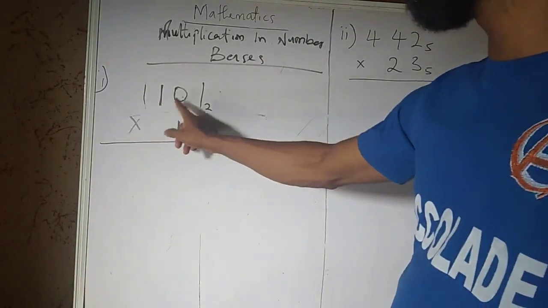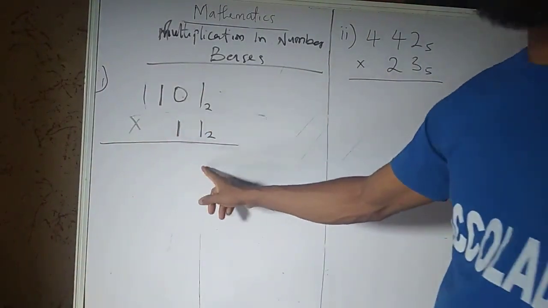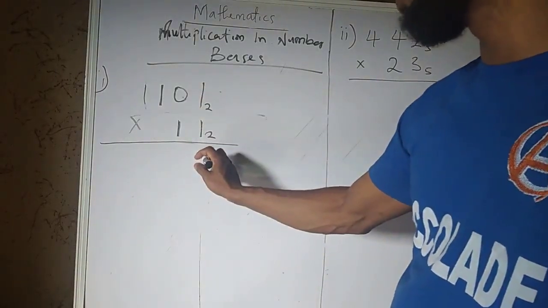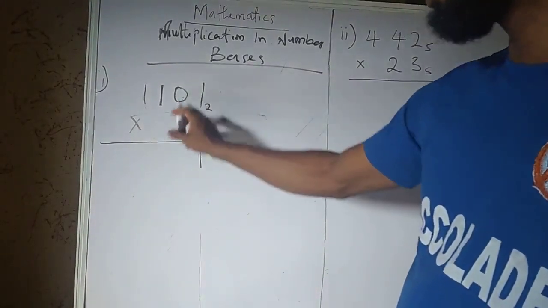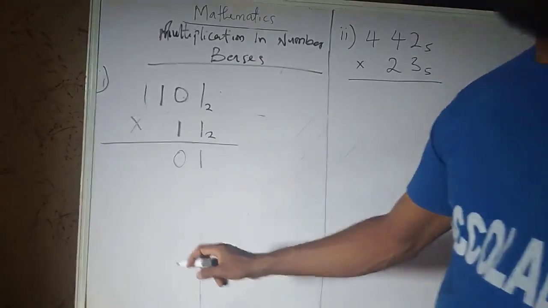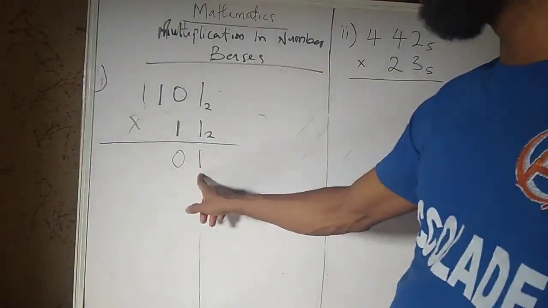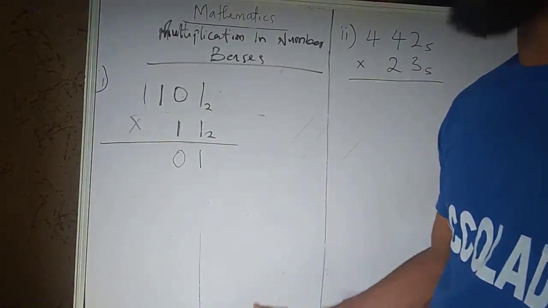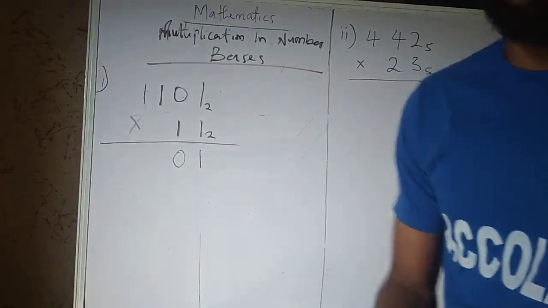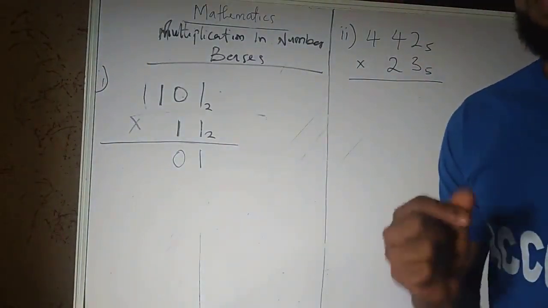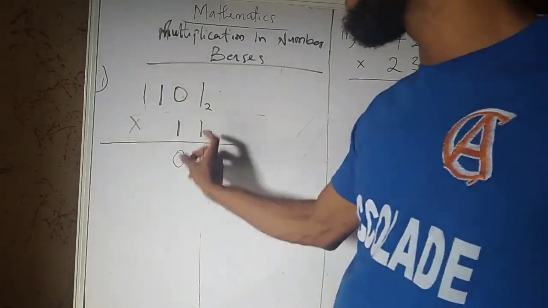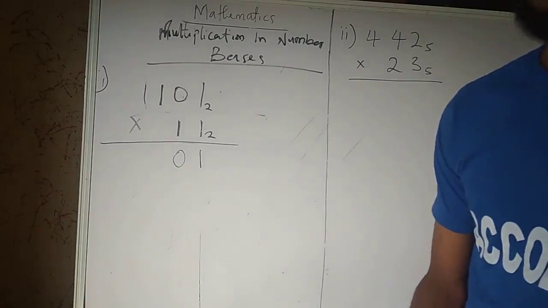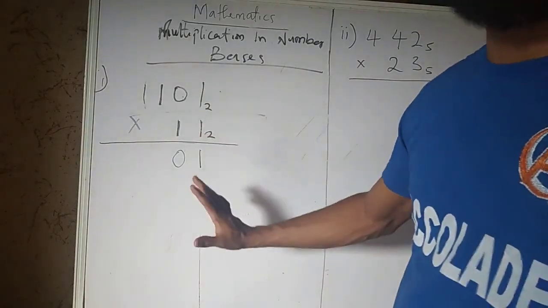For instance, look at this. Here we have 1101 multiplying 1, both in base 2. So 1 times 1 is going to give me 1, and 1 times 0 is going to be 0. There is no need to convert this to base 2, because it's already in base 2. Base 2 allows only two digits, 0 and 1. But if we have something greater than 1, we have to convert it to base 2.